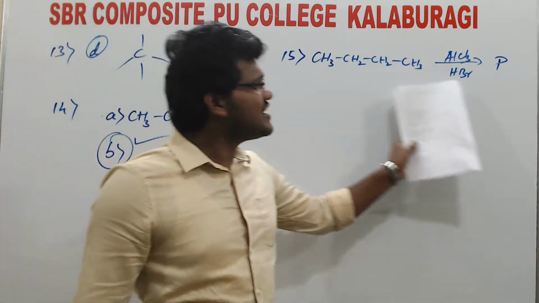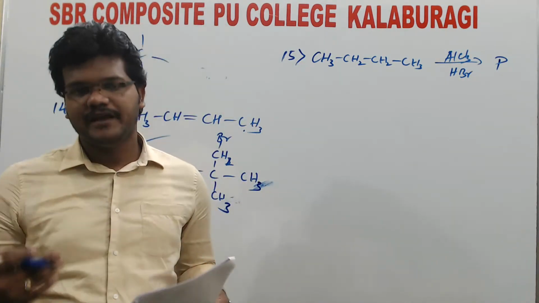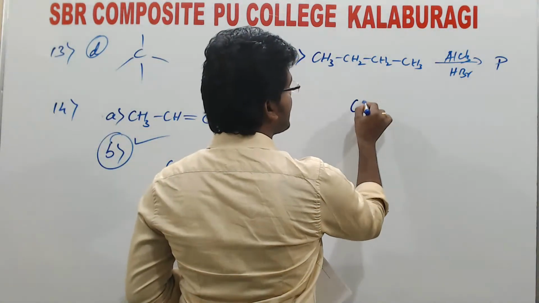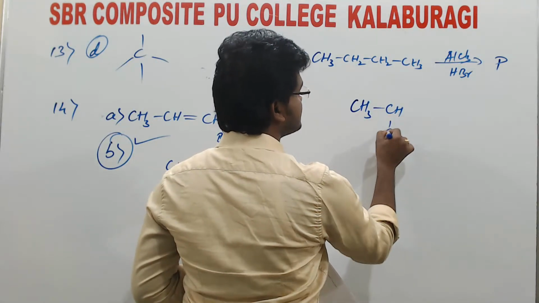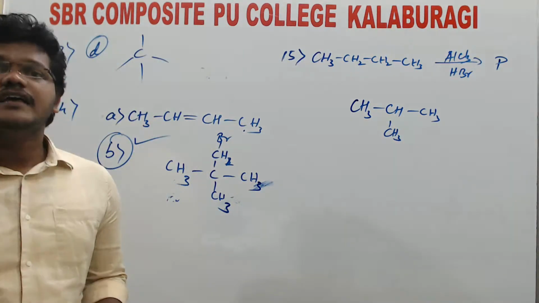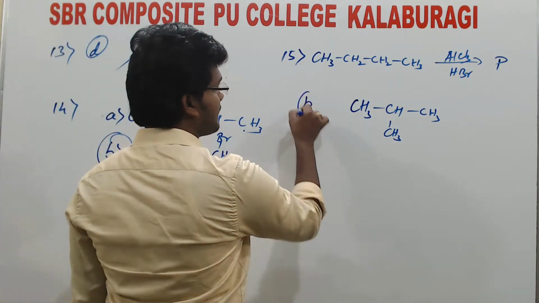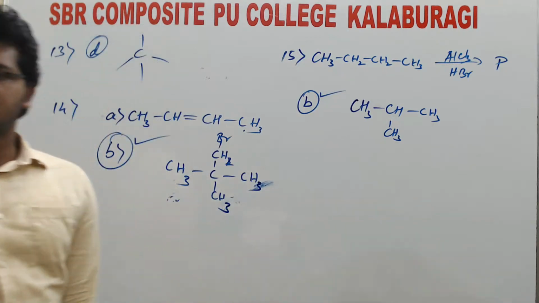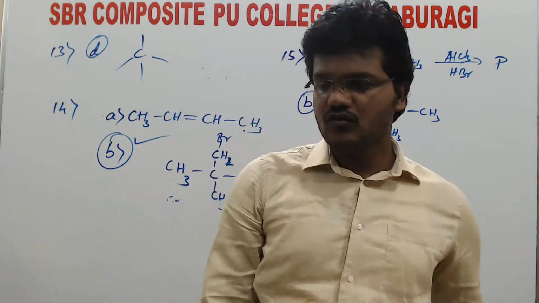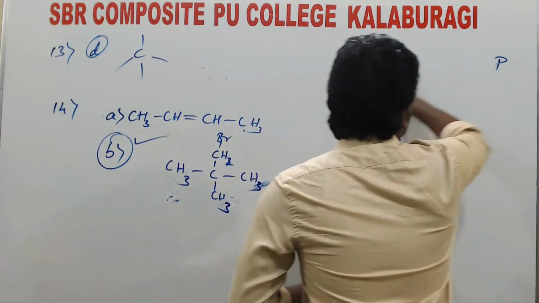Correct. So when you are adding AlCl3, it will undergo what? Isomerization. So this butane will become isobutane, that is nothing but CH3, CH, CH3, CH3. It will undergo isomerization in presence of AlCl3. So option number B is correct for 15. Clear? So let us go for the next one, the 16th one.